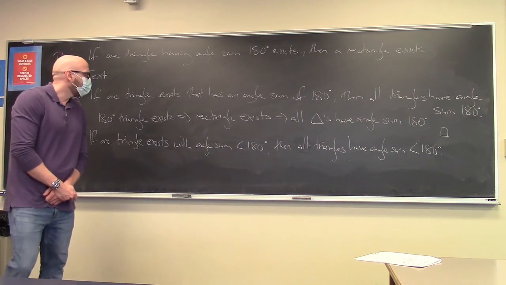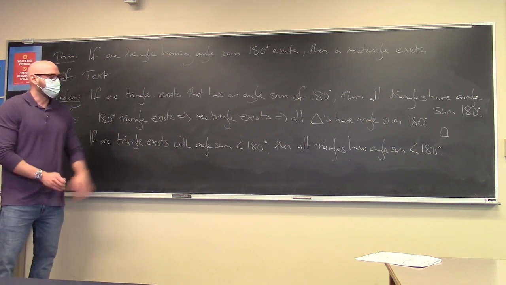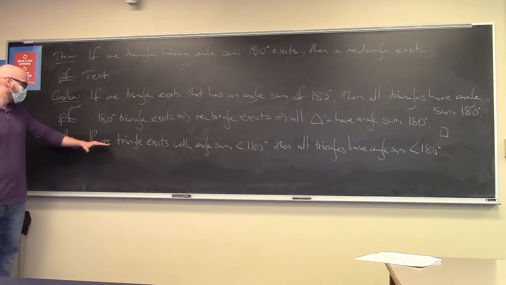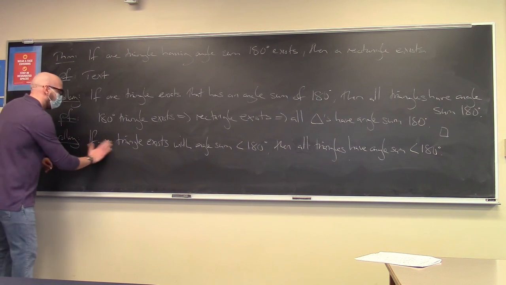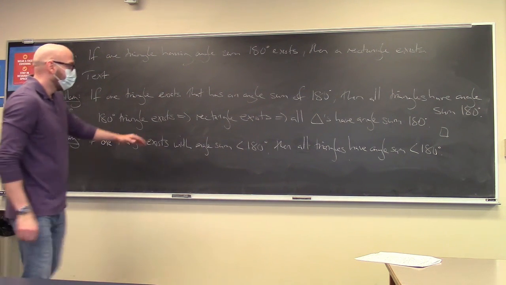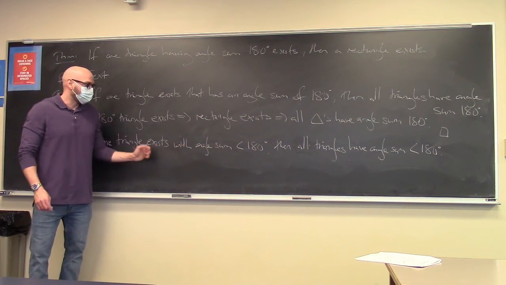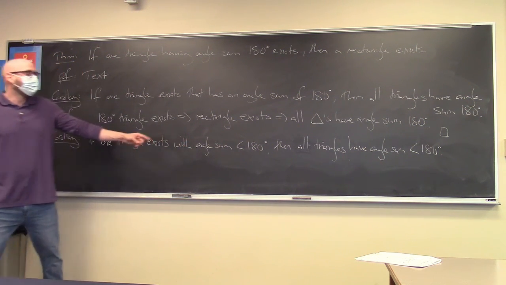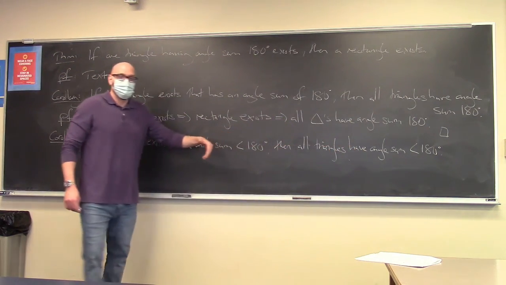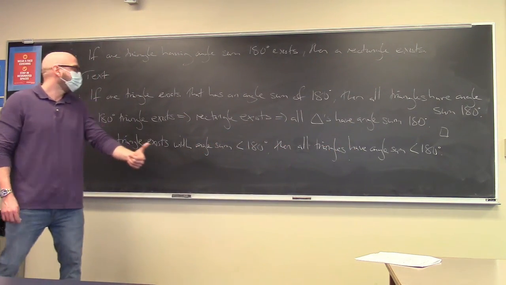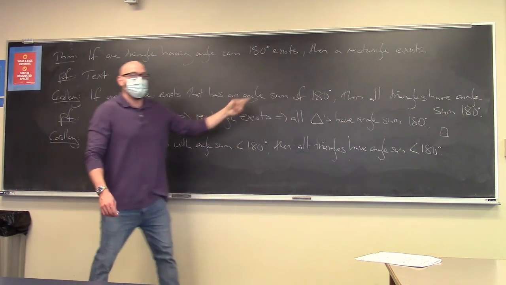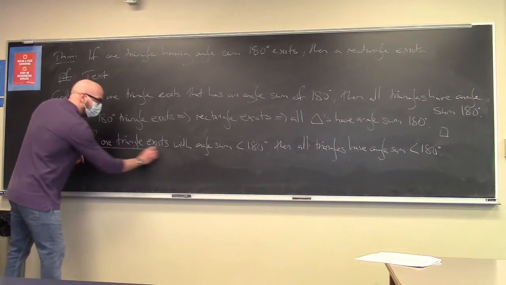Why does this follow? You can write down whatever you want from what I'm about to say. If one triangle exists with an angle sum less than 180, suppose we have this hypothesis, and now proceed by contradiction. Suppose this isn't true. Suppose a triangle exists with angle sum equal to 180. From the theorem above, if one exists with an angle sum equal to 180, then they all do, contradicting that this thing even existed in the first place.